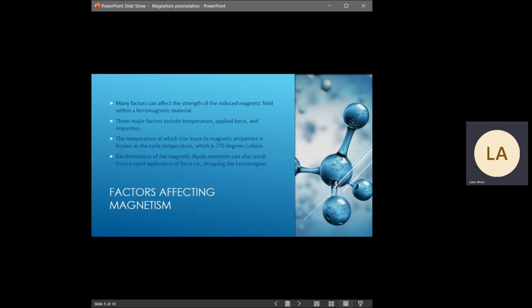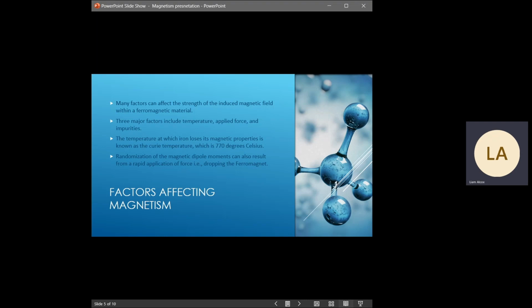Many factors can affect the strength of the induced magnetic field within a ferromagnetic material. I will explore these factors in relation to iron. Three major factors include temperature, applied force, and impurities. Because an increase in temperature of a crystalline solid increases the kinetic, vibrational energy of its atoms, at higher temperatures the magnetic dipole moments within each grain become highly random and misaligned due to an overall increase in entropy.